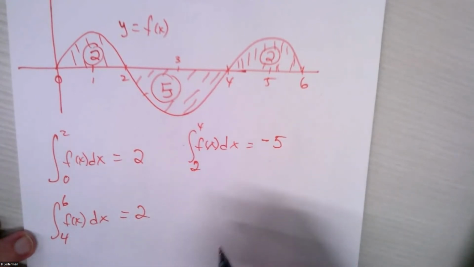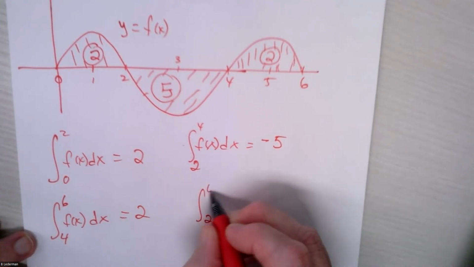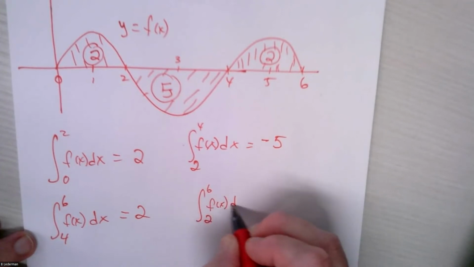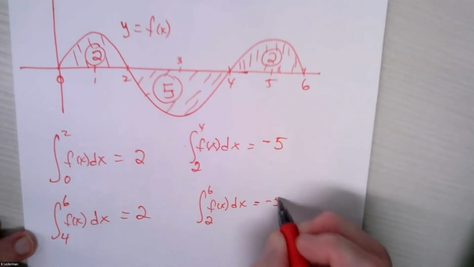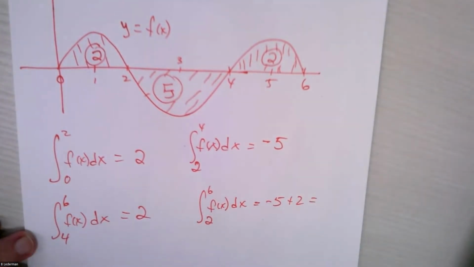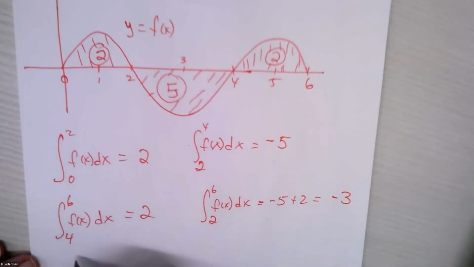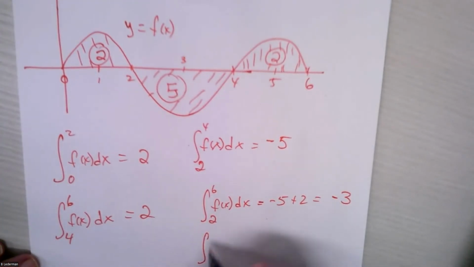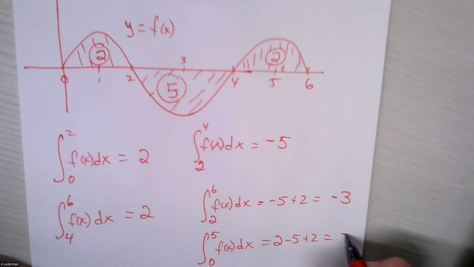How about the integral from 2 to 6? Well, I have the negative 5 and I have the 2. It's going to be negative 5 plus 2, and that's going to wind up being negative 3. How about the whole shebang? The integral from 0 to 6 of f of x dx, well, that's going to be 2 minus 5 plus 2, which is equal to negative 1.